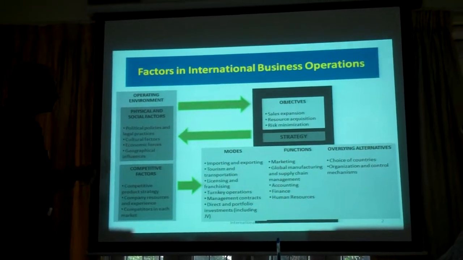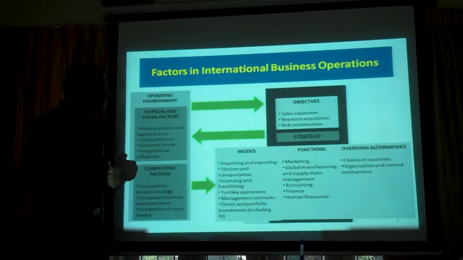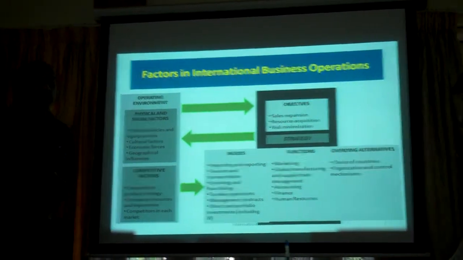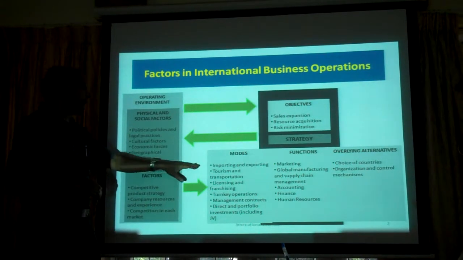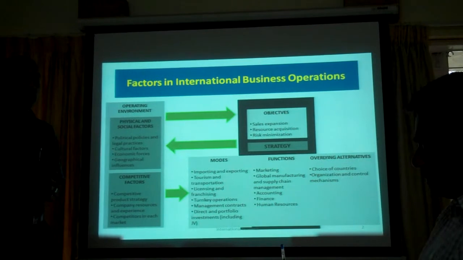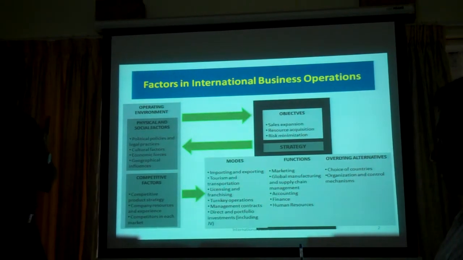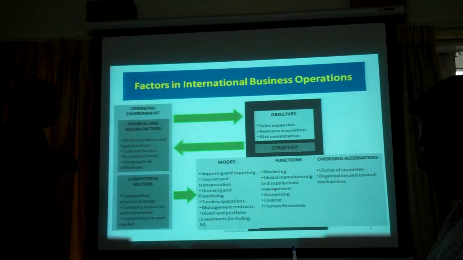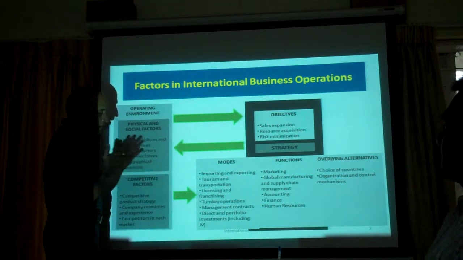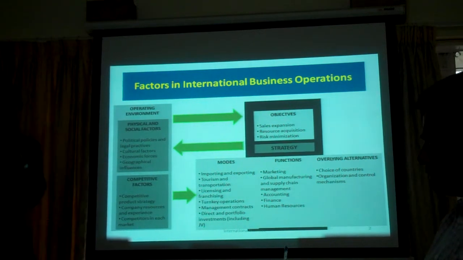Okay. But in terms of what strategy you want to follow, how do you decide? The strategy consists of three parts. One is the modes. So what is your strategy for entering a country? Do you want to enter just by importing and exporting? Under what conditions will you do import and export? What are the advantages and disadvantages? Why would you want to do it through licensing or franchising, turnkey, management contracts? There are several ways of doing it.